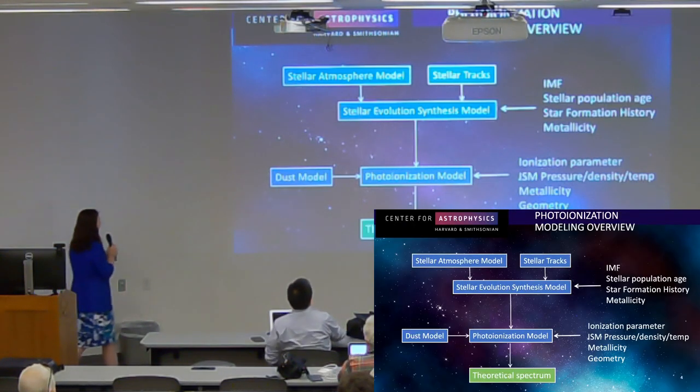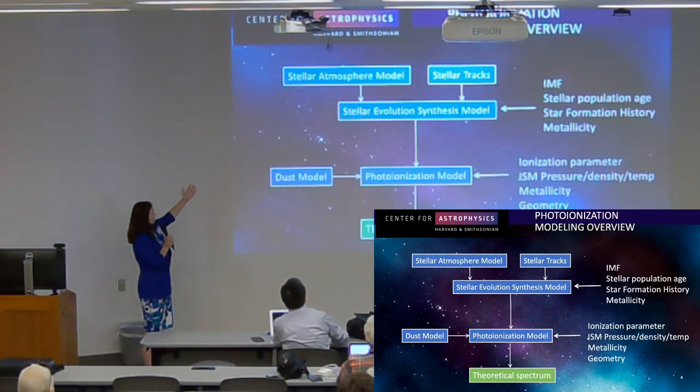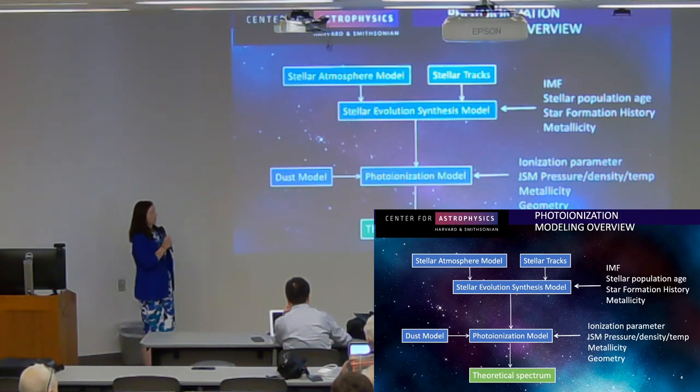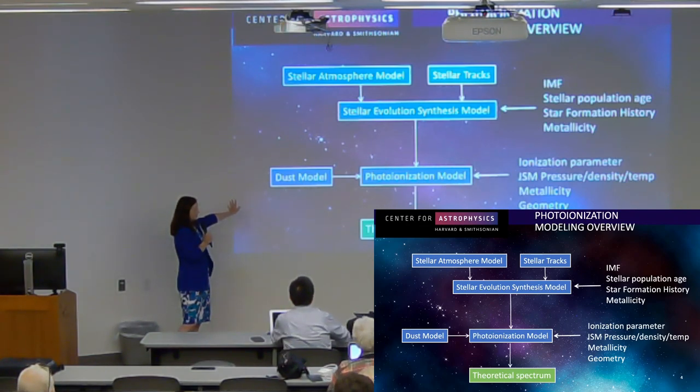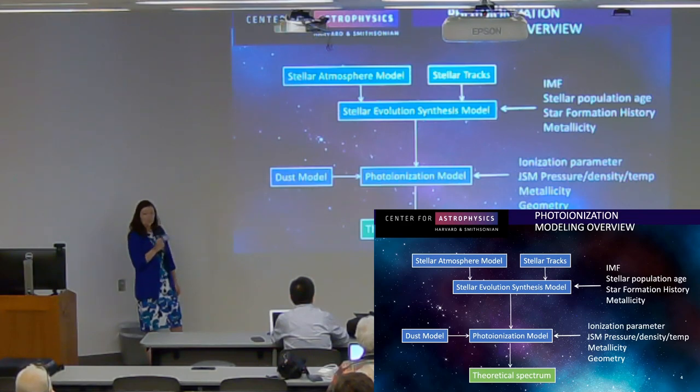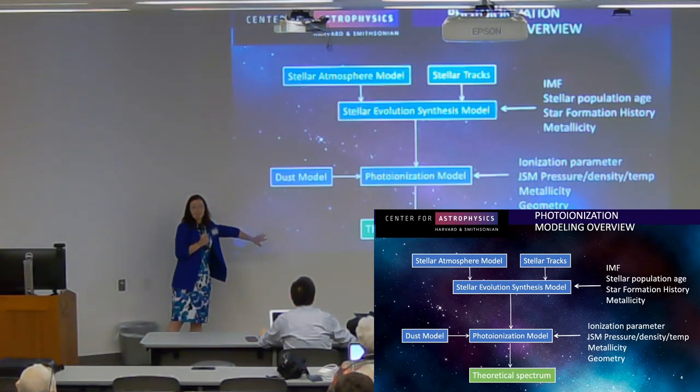Okay, so what we've been doing in the past is we've been taking stellar atmosphere models and stellar tracks, using them in stellar evolution synthesis models, and we provide them with an IMF, a stellar population age, a star formation history, and a metallicity, and then those provide the input ionizing radiation field into our photoionization models. We give it a dust model, and then we input an ionization parameter, an ISM pressure or density or temperature, a metallicity, and then a geometry, and then out comes a theoretical spectrum.